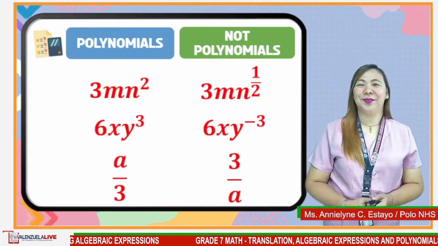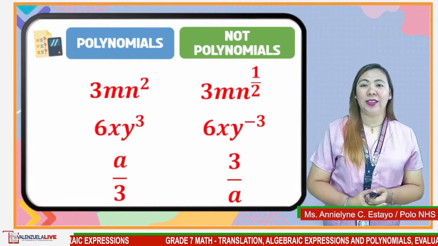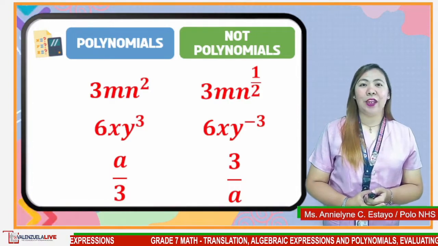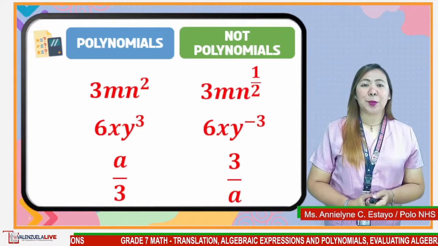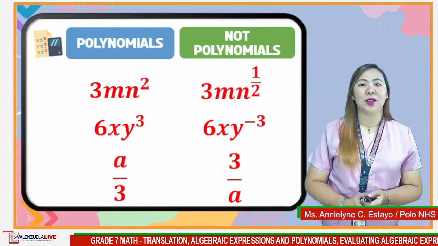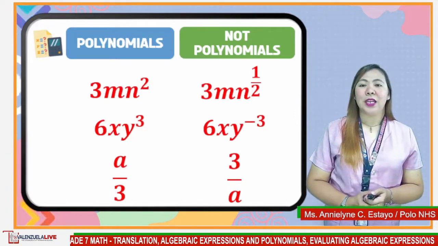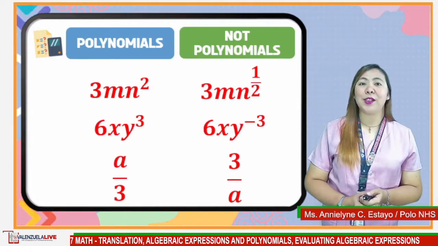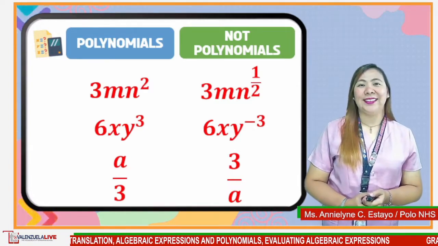Very good. The polynomials are 3mn squared, 6xy cubed, and a over 3. And the expressions that are not considered as polynomials are 3mn raised to 1 half, 6xy raised to negative 3, and 3 over a.